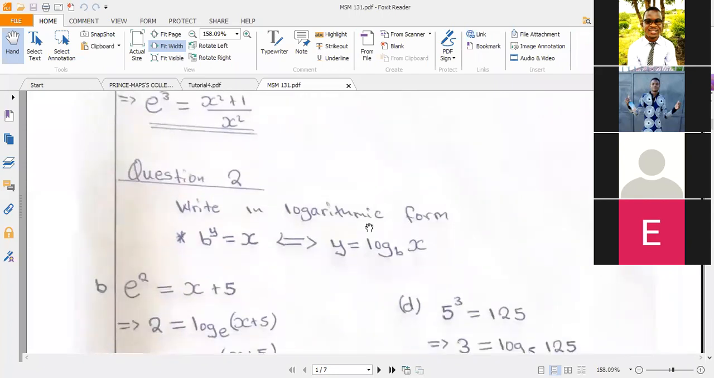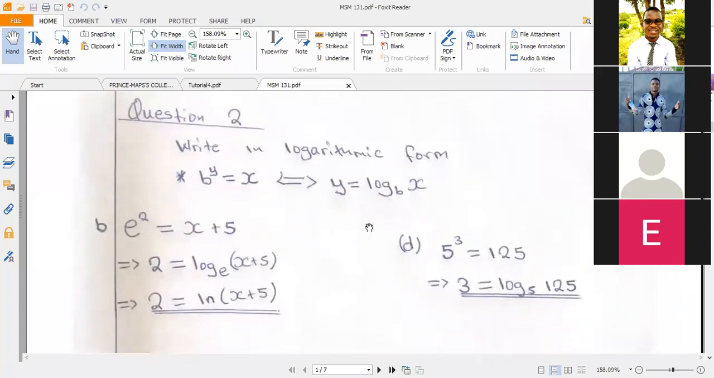All right, so let's proceed to question 2. Question 2 is telling us to write in logarithmic form. So it's just the reverse of what we were doing. At this point, we're going to write from exponential form to logarithmic form. Initially we were moving from logarithmic form to exponential form, but this time we're moving from exponential form to logarithmic form. It's just a reverse, just like I've indicated.